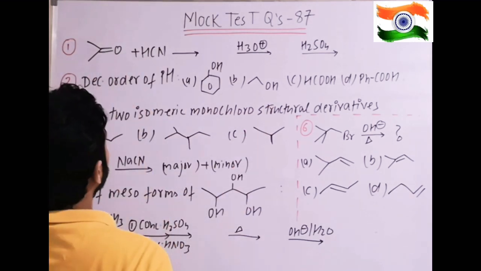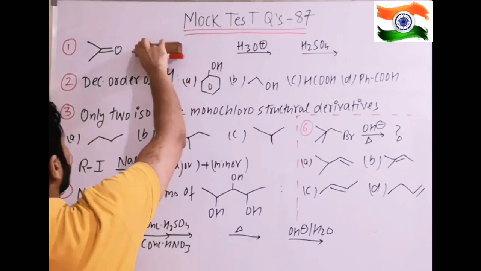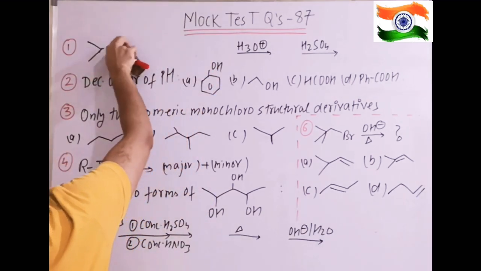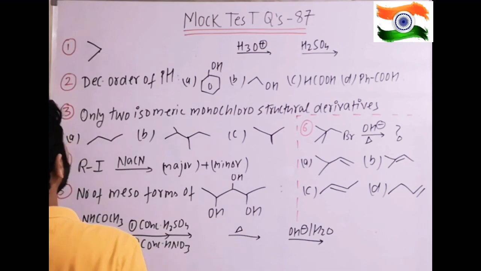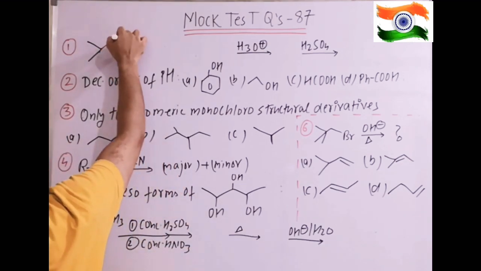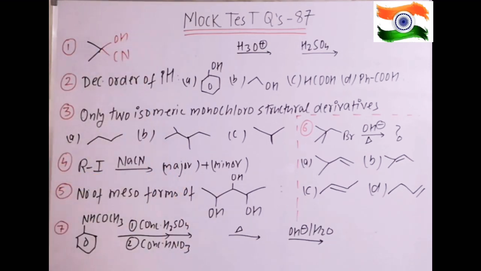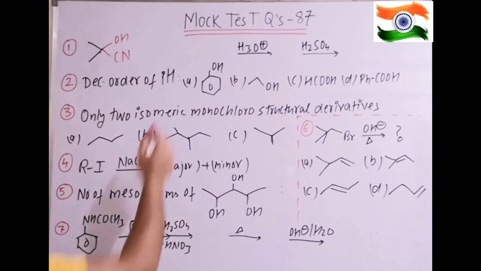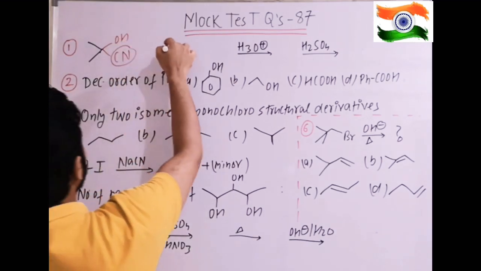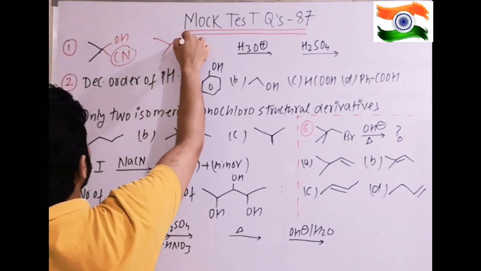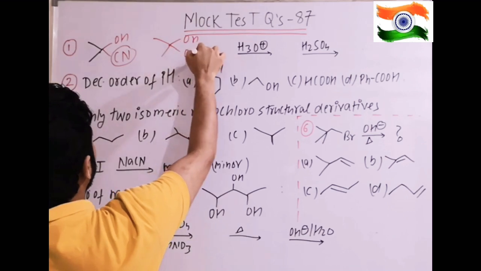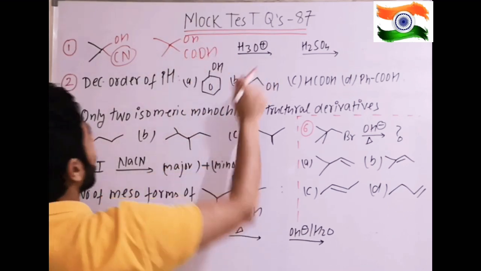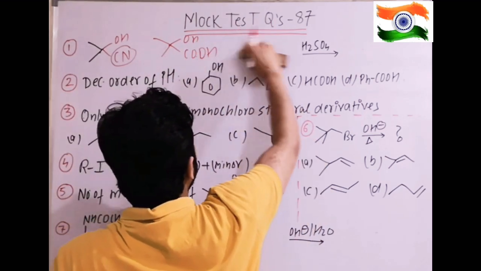Carbonyl compound with HCN, it is cyanohydrin formation. That means after the first step we will get OH and CN. Done. Then after that, with H3O+, hydrolysis takes place, and cyanide goes to the formation of a carboxylic group. And then with H2SO4, dehydration takes place.